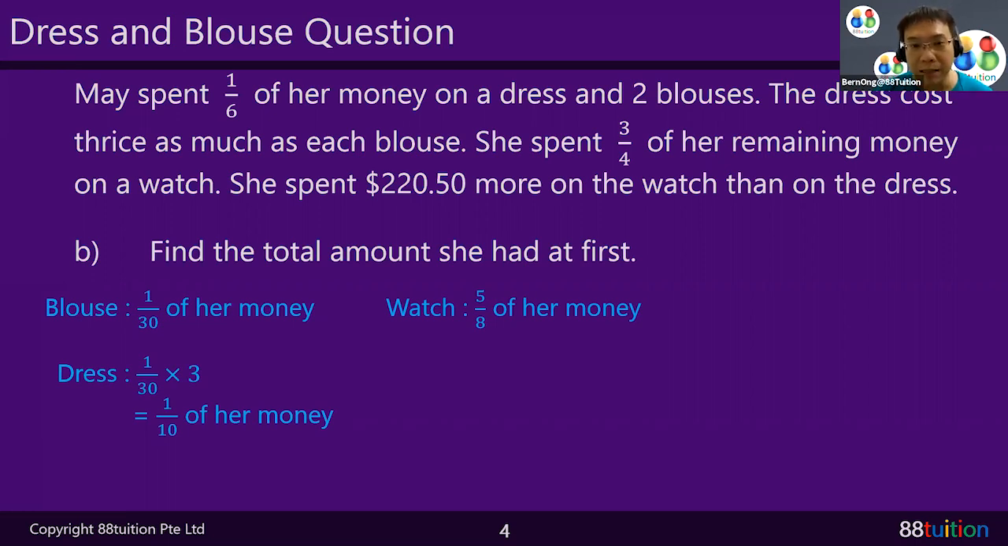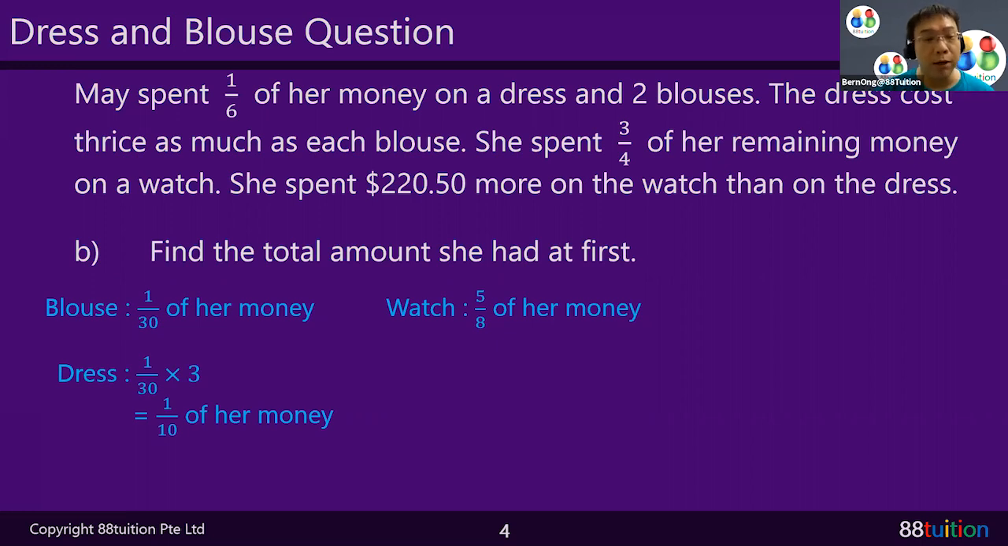And let's read a little bit more. She spent $220.50 more on the watch than on the dress. So you're comparing the watch and the dress. But the watch is 5/8. The denominator is 8. The dress is 1/10. The denominator is 10. How to compare that? Very hard to compare, right?